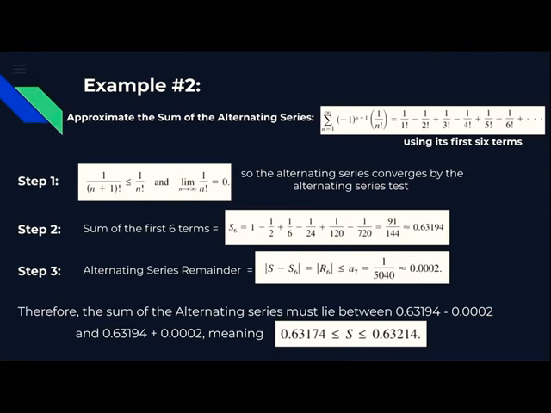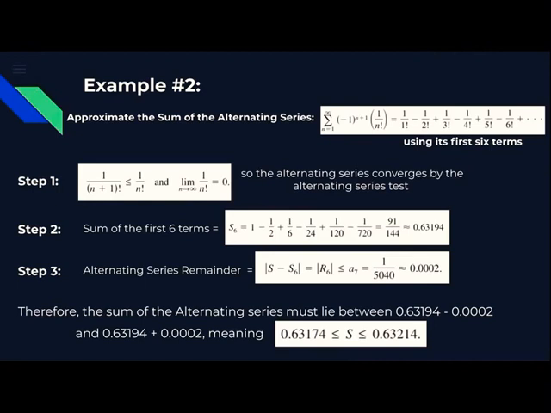Alright, so step 1. We use the alternating series test to show that the alternating series converges. So I showed you that the limit as n approaches infinity of the non-alternating form, 1 over n factorial, is 0, and a sub n, which is 1 over n factorial, is always non-increasing, since 1 over n plus 1 factorial is always less than 1 over n factorial. So therefore the alternating series converges.